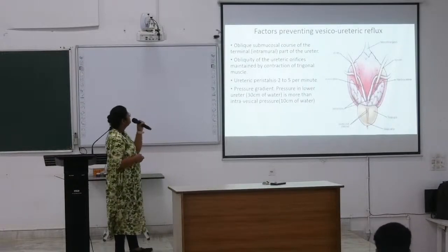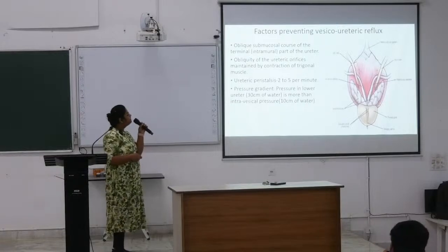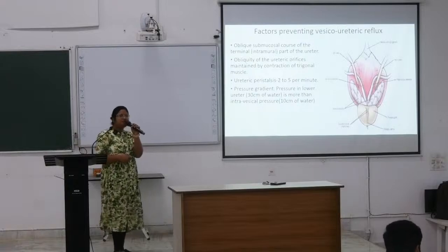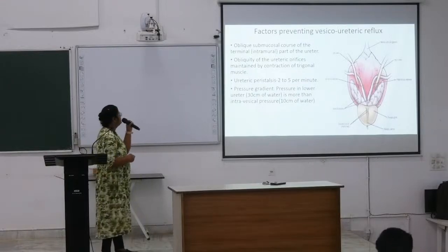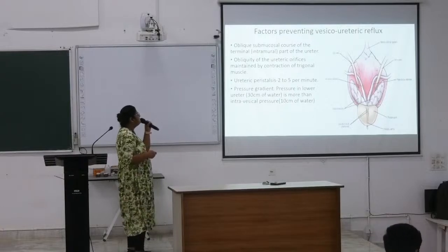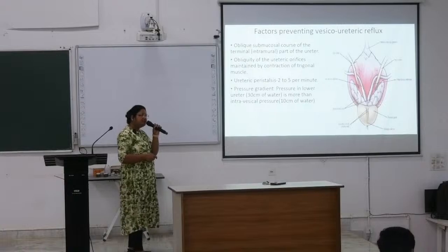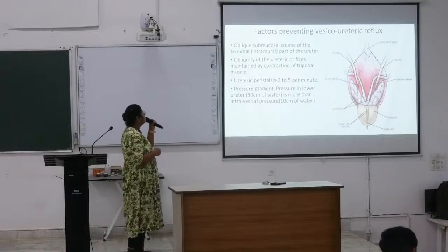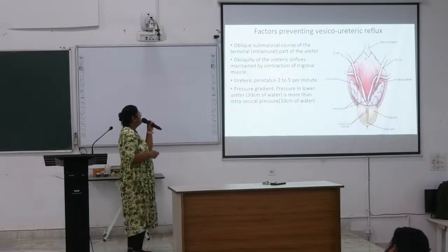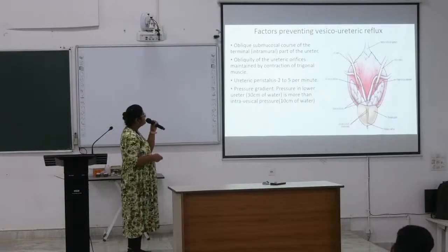Next, what are the factors present in our body which prevent this vesico-ureteric reflux? This is also an important clinical aspect, can come as a short note, vesico-ureteric reflux. Oblique submucosal course of the terminal intramural part of the ureter, where it is lying within the vesical wall of the urinary bladder. This course is oblique, so it will prevent reflux. Obliquity of the ureteric orifice is maintained by contraction of the trigonal muscle.